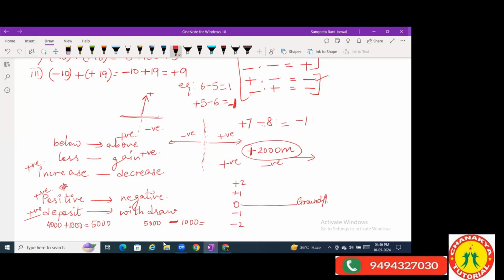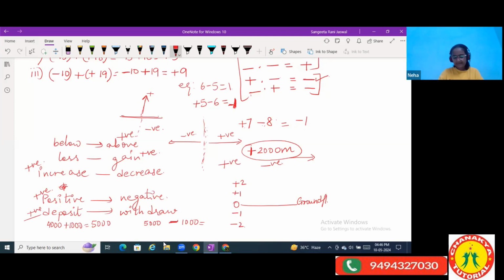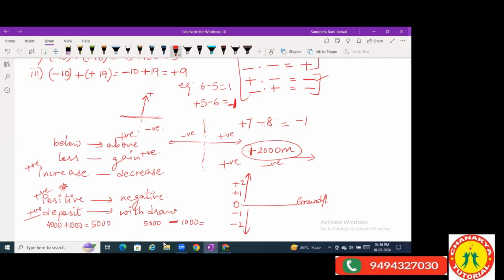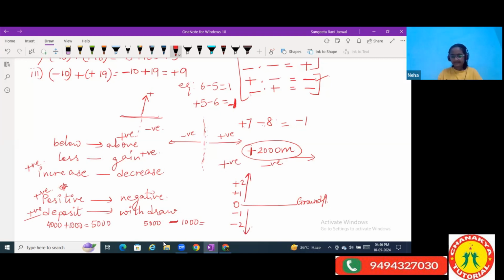Have you noticed that? Yes, ma'am. Have you seen that? Yes, ma'am. Ground level is zero. Above the ground level is positive numbers. Below the ground level is negative numbers. Right? Okay, children?